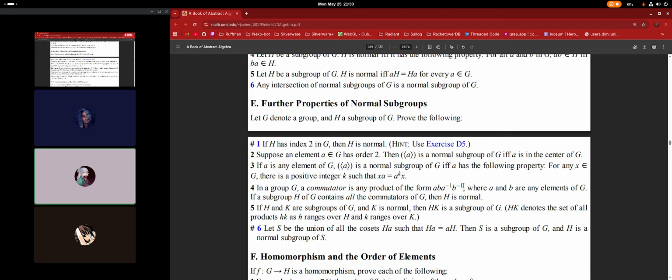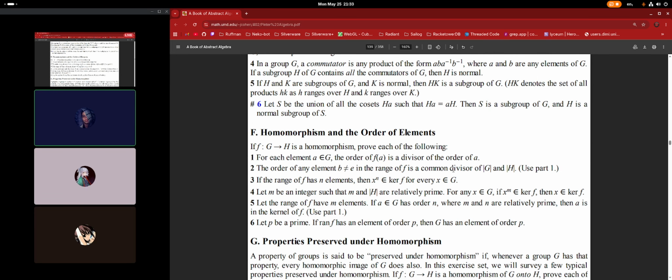Okay, cool. F: Homomorphism and the order of elements. So divisor stuff. Divisor mentioned. Number theory mentioned. Where are the primes? I'm waiting for the primes. Oh, there's a bunch of primes in there.